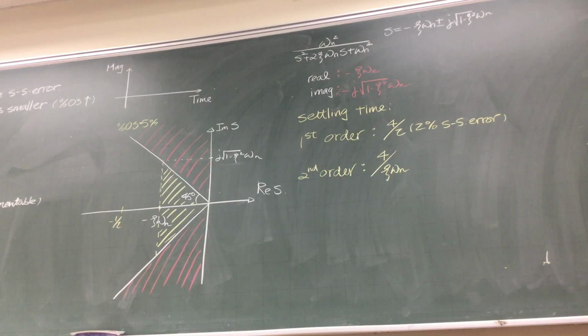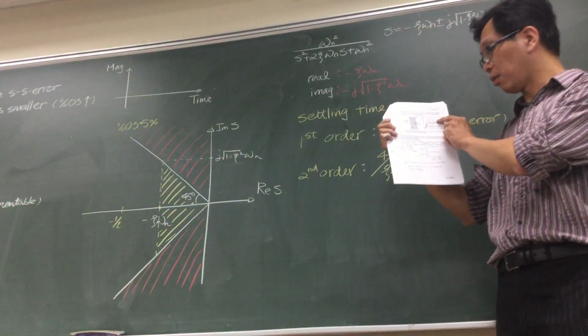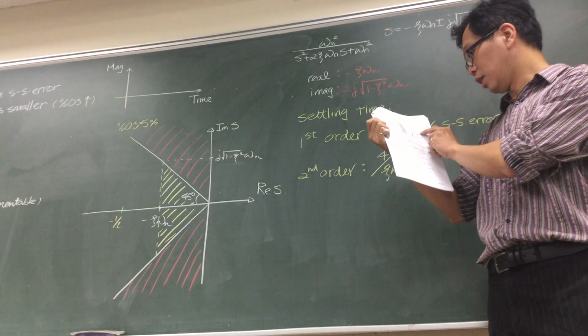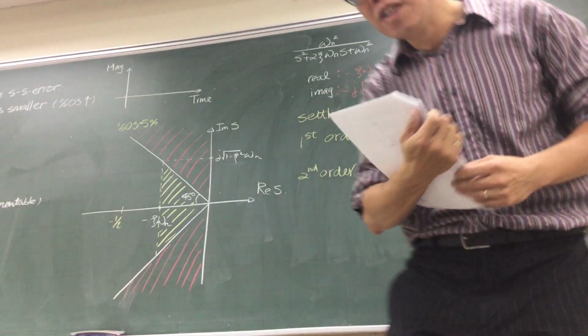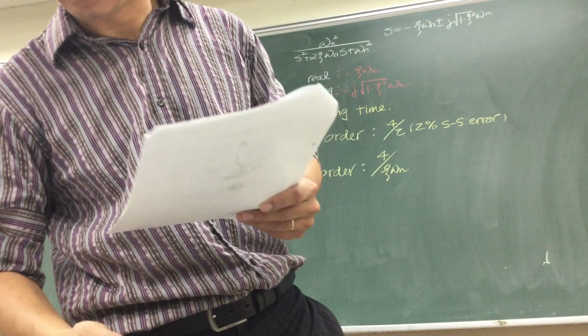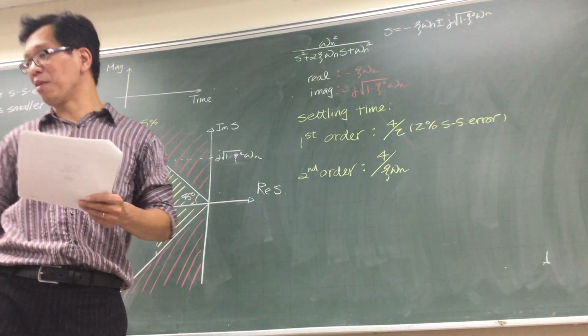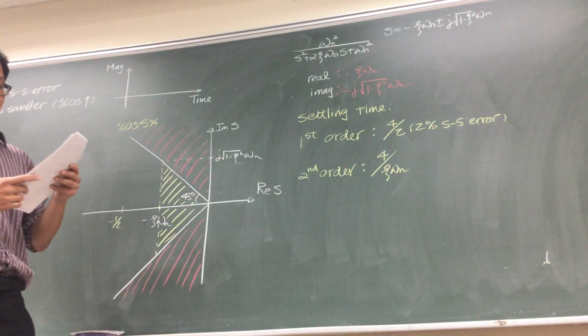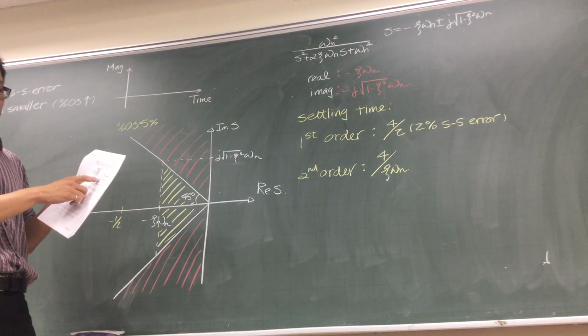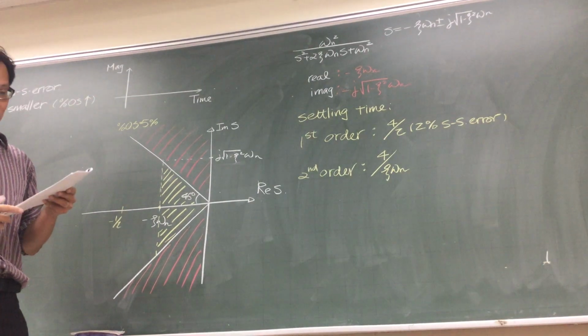In page 11, you're going to see there is something which is important. That is your, what's that? Oops, I think I misplaced something. Anyway, you're going to see if your damping ratio becomes smaller, how big the overshoot is going to look like.